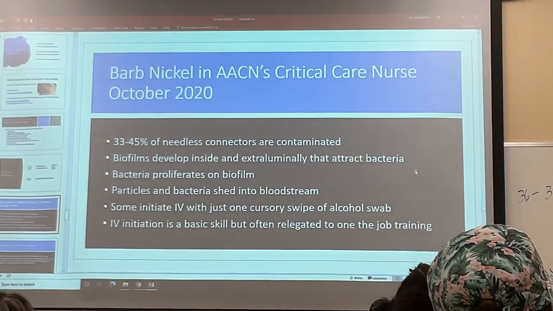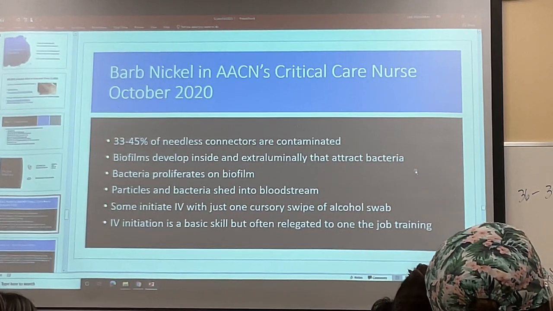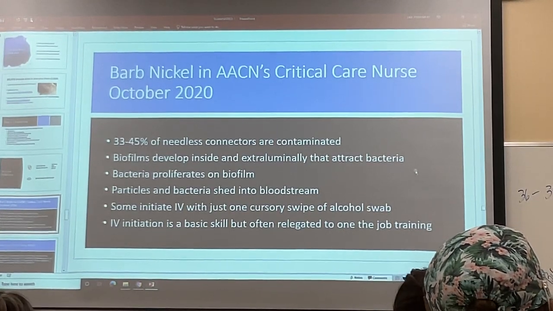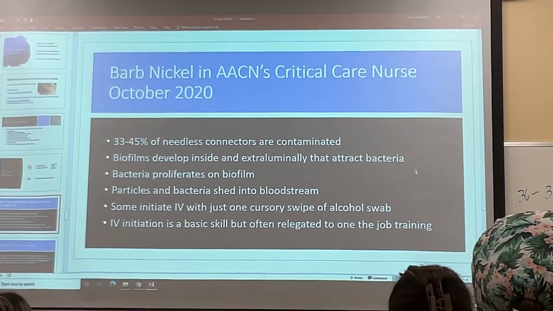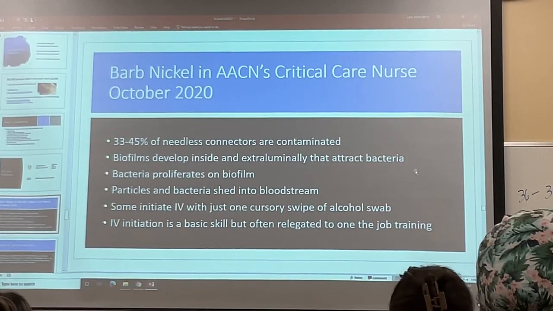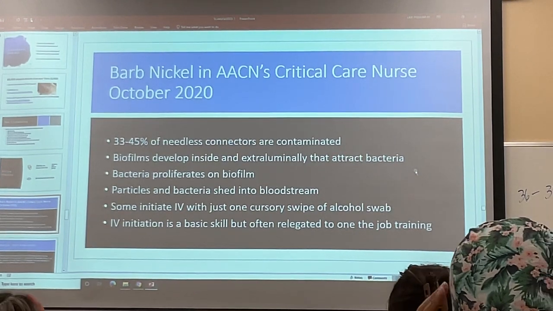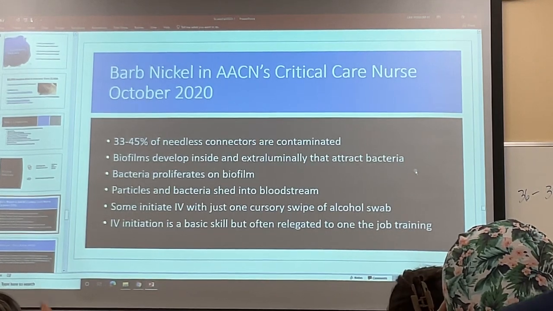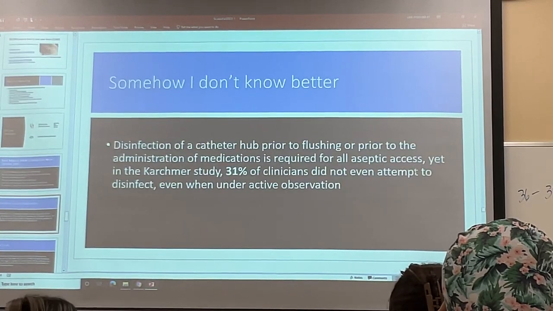Okay, so what we found doing research is that 30 to 45% of our needleless ports are contaminated, and biofilms develop inside the catheter. And particles from that biofilm will break off and go traveling through the bloodstream. So now we've got infections traveling through the bloodstream. So it's very, very important that we scrub the hub.